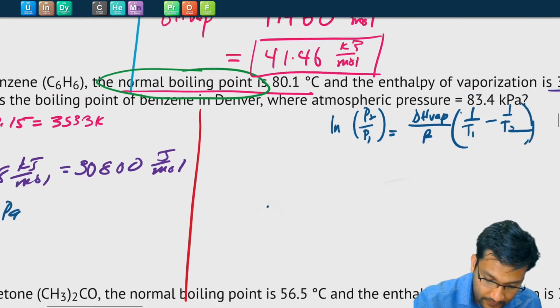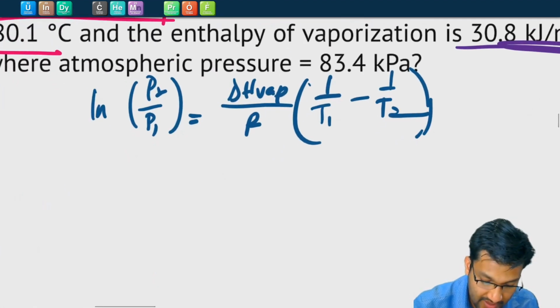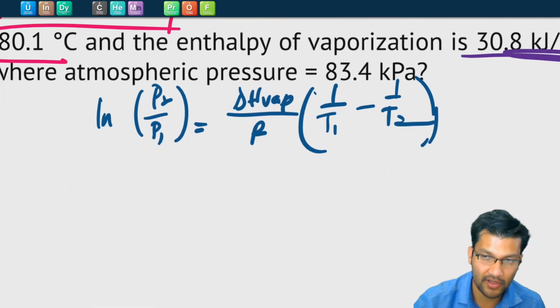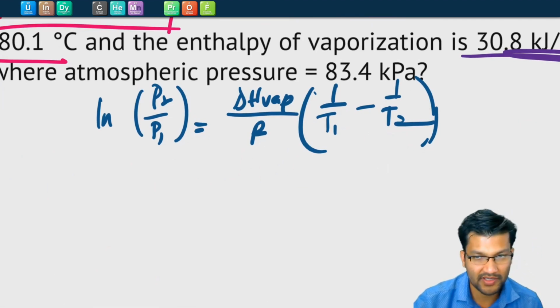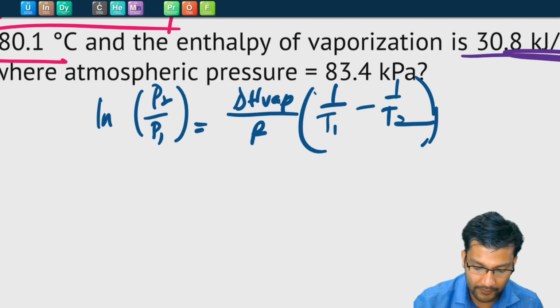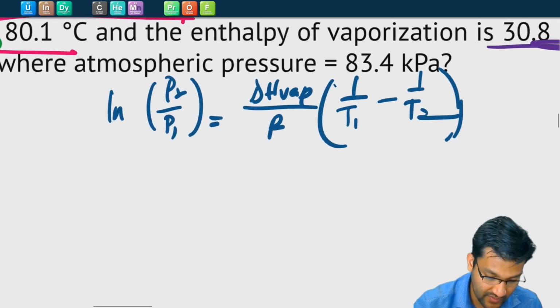Okay. So I made myself more space. I'm trying to rewrite this equation to solve for T2. Now you can punch numbers in your calculator and try to solve for T2 your own way. It's all algebra at this point. It depends on how comfortable you are with various types of algebra.